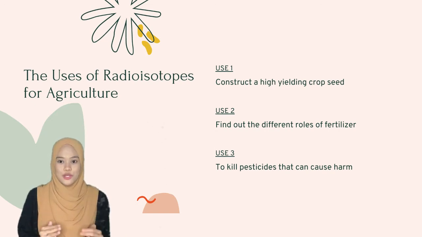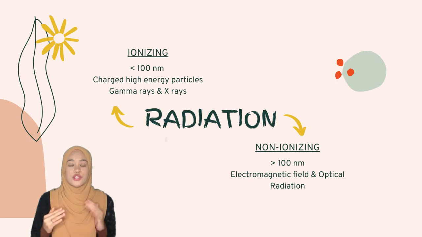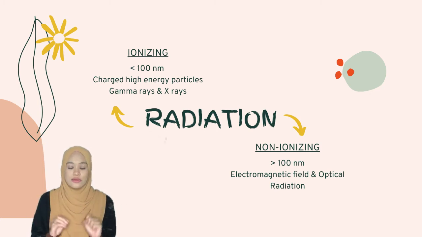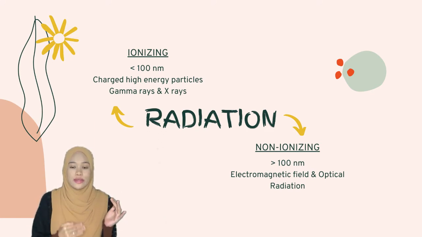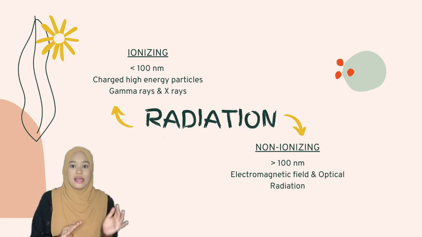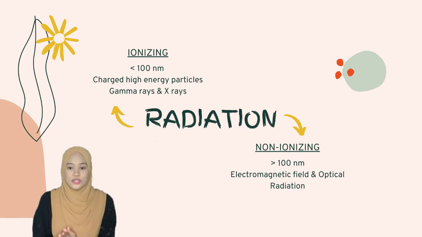using certain isotopes. Okay, basically, radiation can be classified under two different categories, which are the ionizing radiation and non-ionizing radiation. So first, ionizing radiation. Ionizing radiation has a wavelength less than 100 nanometer, and these actually are the high charge energy particles, such as the high energy photons and high energy electrons. So here in ionizing radiation, gamma rays and X-rays are among the important ionizing radiation.